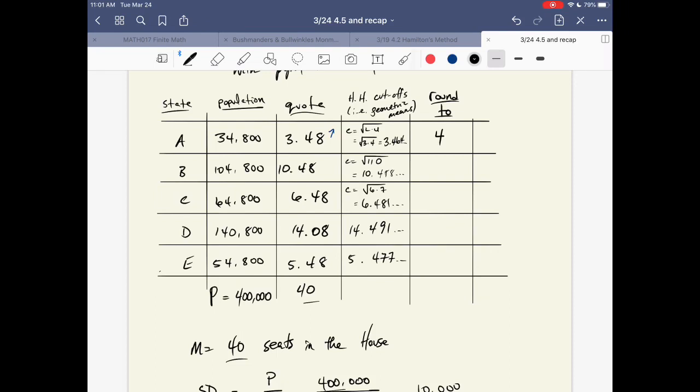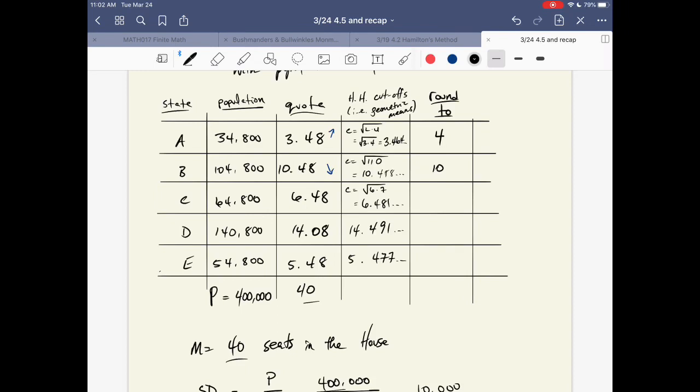10.48 is a little less than 10.488, so this one is going to get rounded down to 10. Even though this was 0.48 and this was 0.48, because 3 is smaller, it's got a better chance of getting rounded up than a bigger number. This is a really good example of why the geometric mean gives a little bit more strength to the smaller states: it gives the smaller state an extra seat, where the same residue would give a bigger state one fewer seat. That's the whole idea.